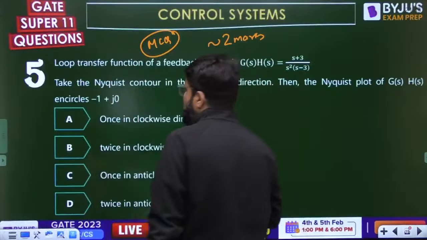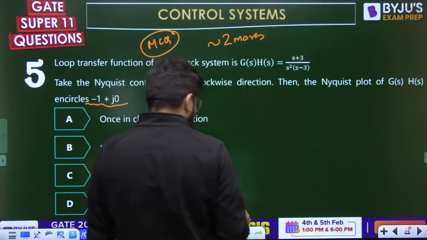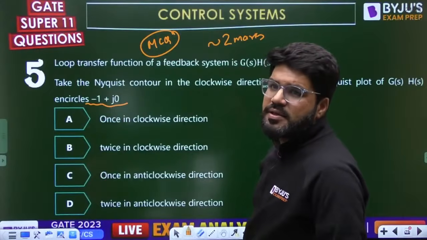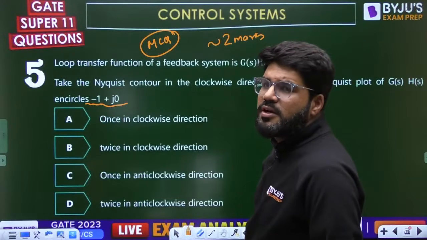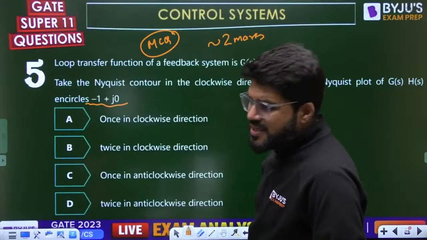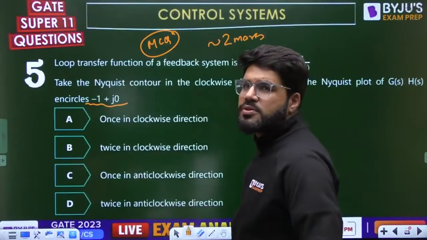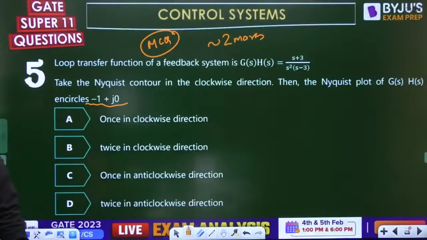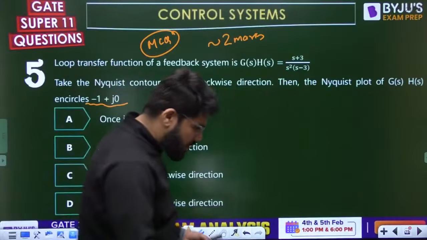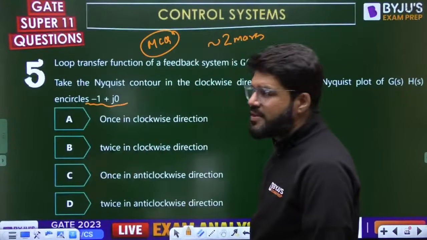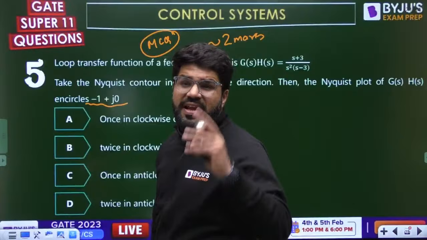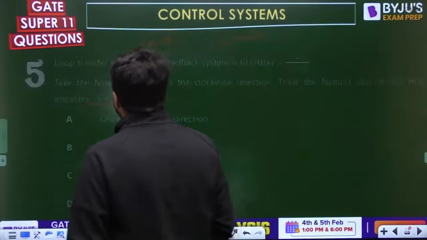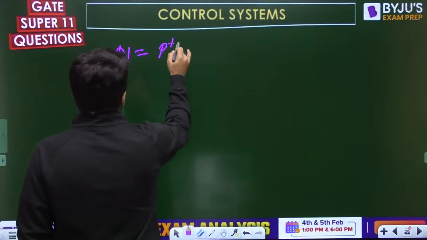Now what is the formula? Nyquist plot of G(s)H(s) encircles minus 1 plus j0. Number of encirclements. The third pole is the pole whose angle of departure we were calculating, Sai Charan. With respect to that, there are only 2 remaining poles. Now, how many encirclements does the Nyquist plot of G(s)H(s) make around minus 1 plus j0? Normally, you might be thinking that we need to draw the Nyquist plot, but we can solve this question without drawing the Nyquist plot.